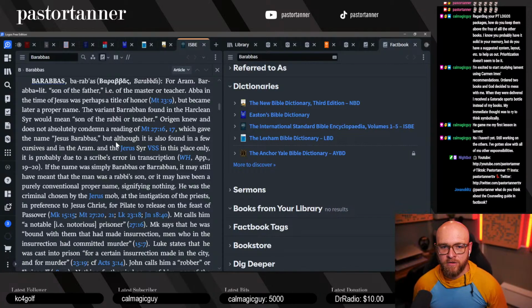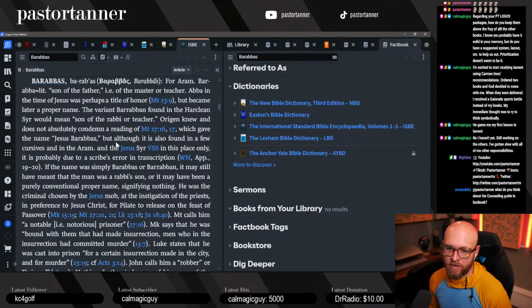All right, Barabbas, from Aramaic, Barabba, equals literally son of the father, i.e. the master, or of the master or teacher. Abba in the time of Jesus was perhaps a title of honor, but became later a proper name. The variant Barabban, found in the Heraclean Syriac, would mean son of the rabbi or teacher. Origen knew and did not absolutely condemn a reading of Matthew 27:16 and 17, which gave the name Jesus Barabbas. So we didn't know about the "does not absolutely condemn." But although it is found in a few cursives and in the Aramaic and the Jerusalem Syriac versions, in this place only, it is probably due to a scribe's error in the transcription.